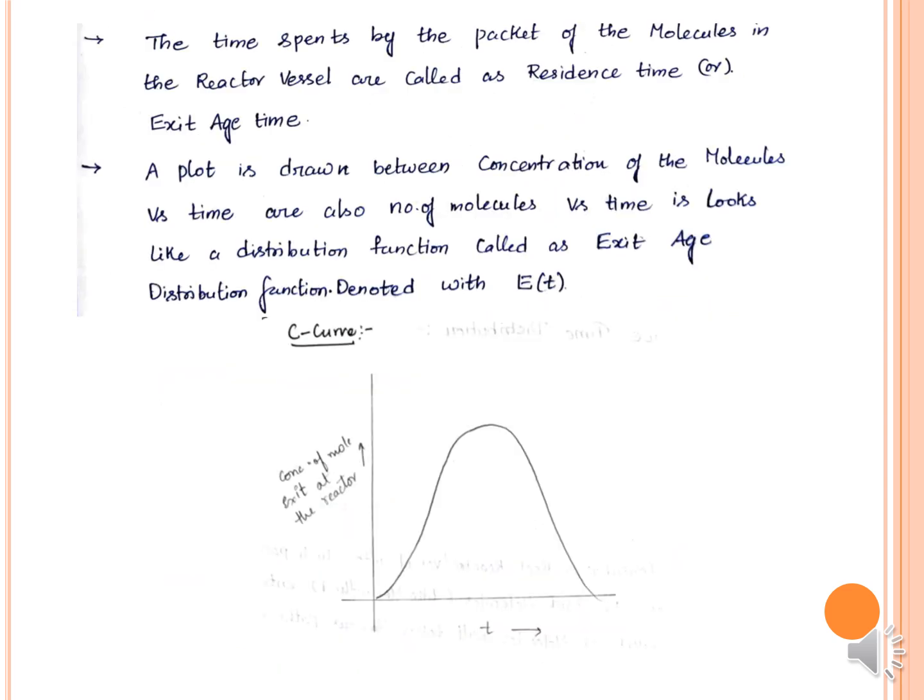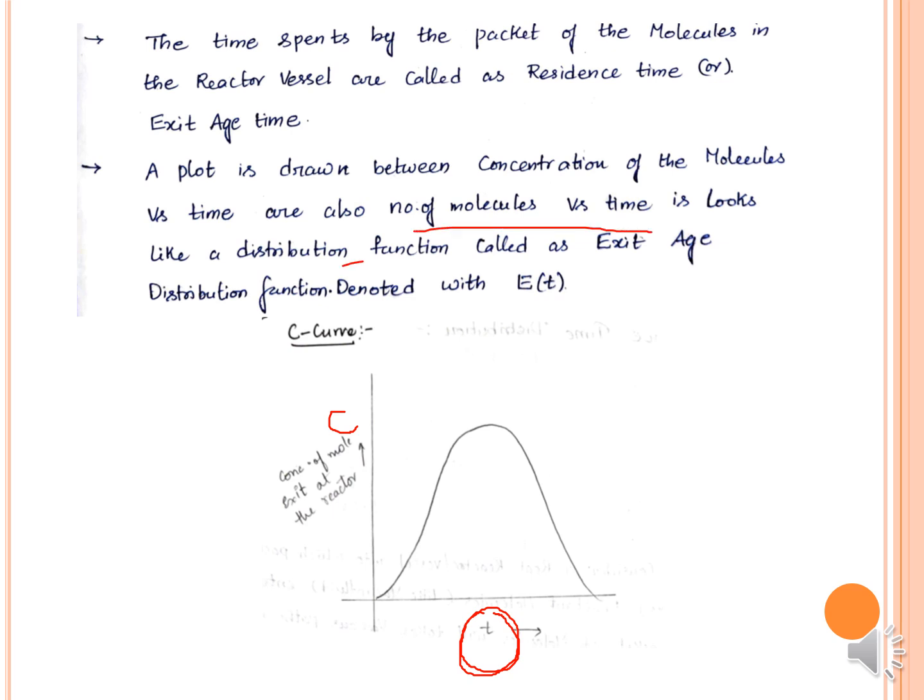The time spent by the packets of molecules in the reactor vessel is called residence times or exit times. There are different times. The time spent by each and every packet of molecules is plotted on the x-axis. These times are also known as exit times or residence times. On the y-axis, the concentrations measured from the probe are drawn. This is C versus t. This curve is called the C curve. A plot is drawn between concentration of the molecules versus time, or also number of molecules versus time.